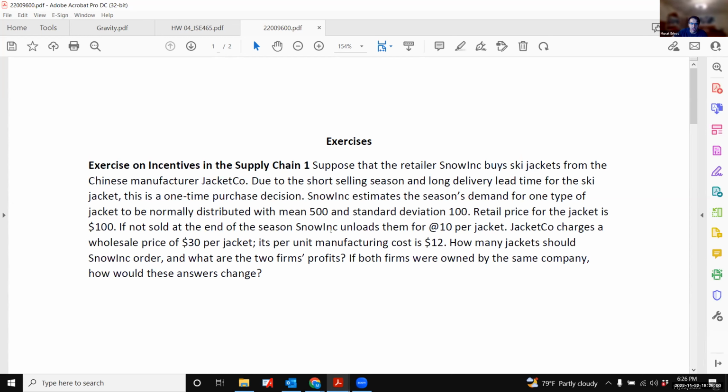So let's try and solve this problem. Again, the context is a buyback contract. The buyback price is $10. For this, I'm going to switch to my iPad, so let me stop sharing so that I can share from the iPad.